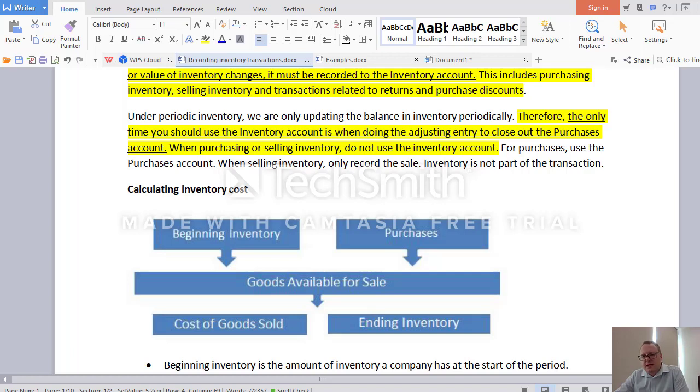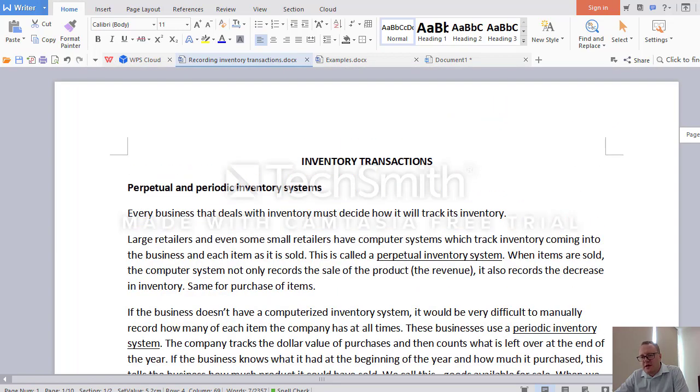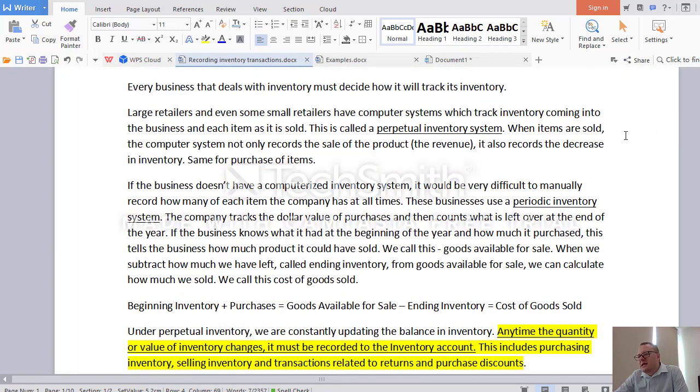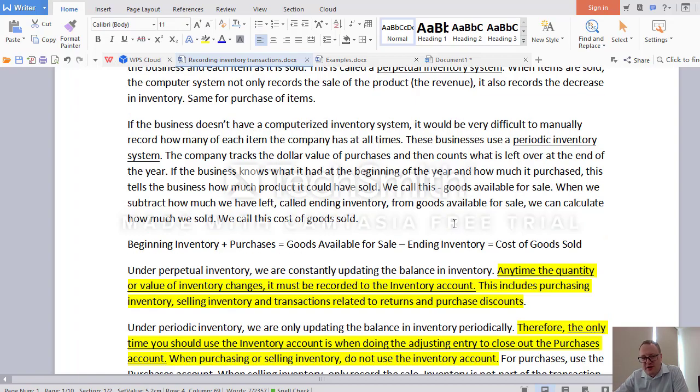Okay, second part of the lecture: how do we record inventory transactions? It depends on what system you're using, perpetual or periodic. If you have a perpetual inventory system, then you will update your inventory account all the time, so the inventory account is involved. If you have a periodic inventory system, then you do not have an inventory account, and instead of inventory account you need to use some expense accounts like purchases, for example.